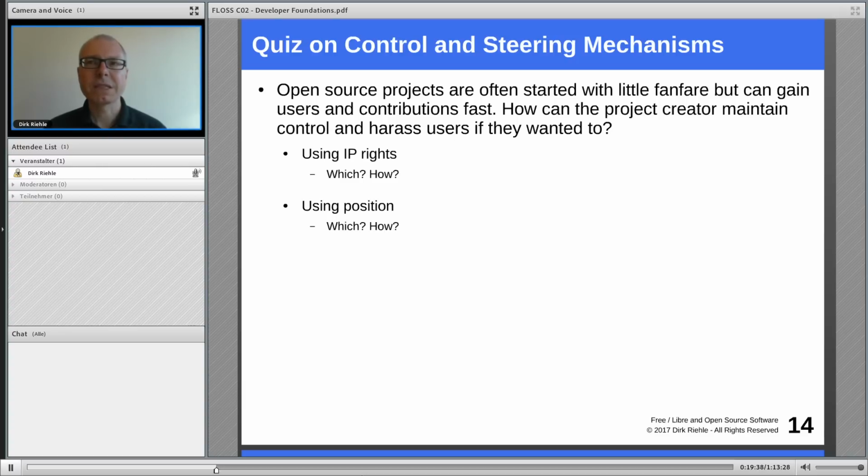Well, as you can see, I've already listed the basics here. The first way of annoying your users or preventing them from using the software as they'd like to is by way of the associated intellectual property rights.